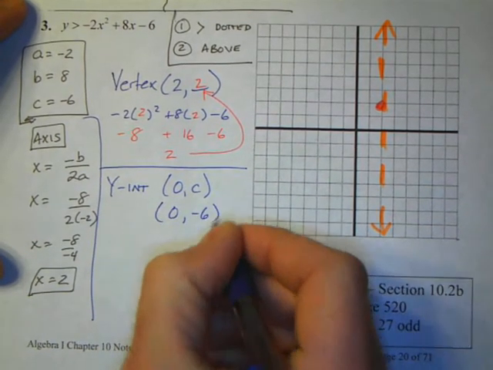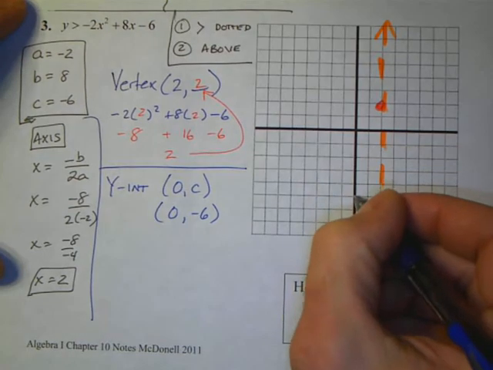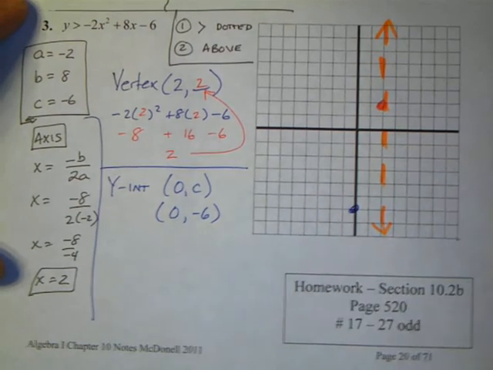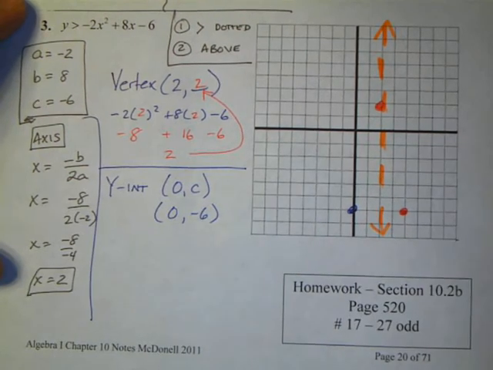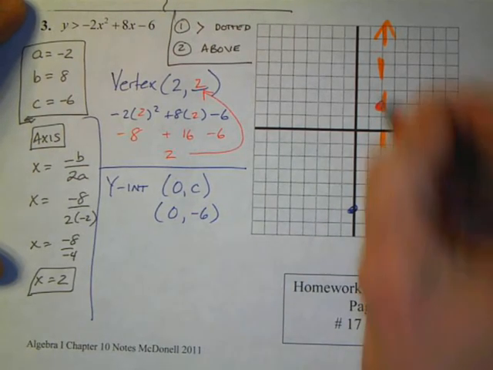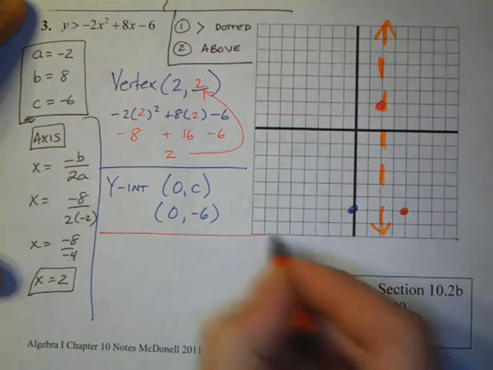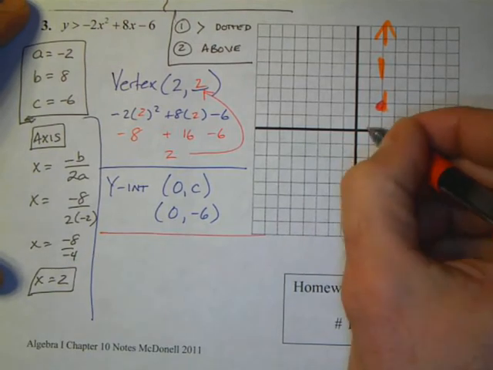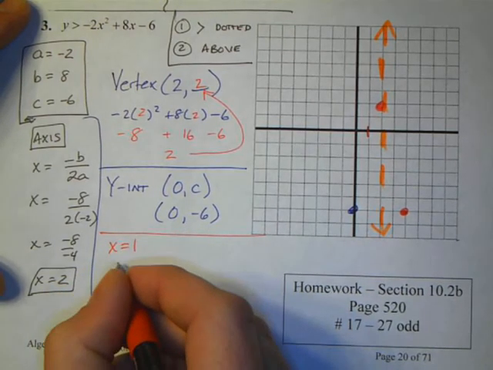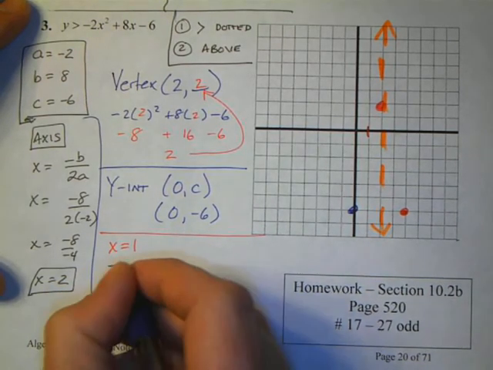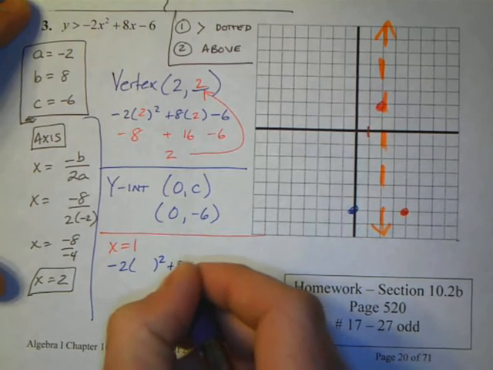We now are going to find the y-intercept as the next part of our graph. The y-intercept, remember, is 0, c. So that's the point 0, negative 6. So we very quickly can plot that on our graph. We reflect it over 2 units away on the other side of the graph, and now we're beginning to see our graph. It looks like it's going down.